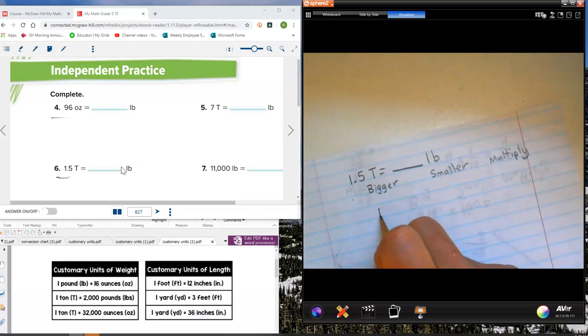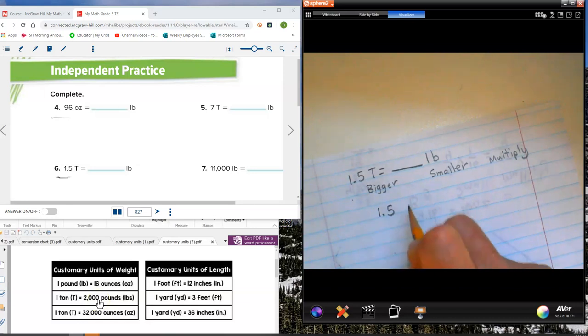So I'll take my 1 5/10 tons and I'm going to find out how many pounds are actually in a ton. I look at my customary units of weight and my 1 ton equals 2,000 pounds. So what I'll be doing is I'll be multiplying 1 5/10 multiplied by 2,000.